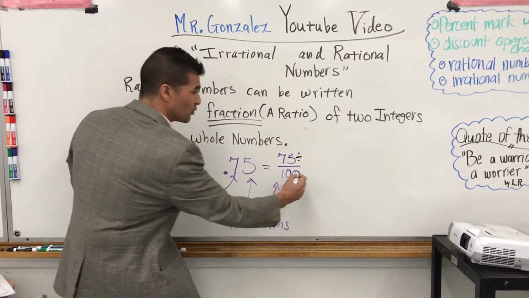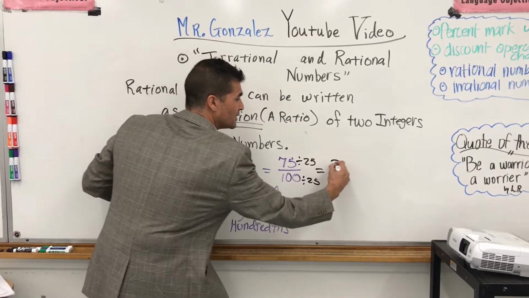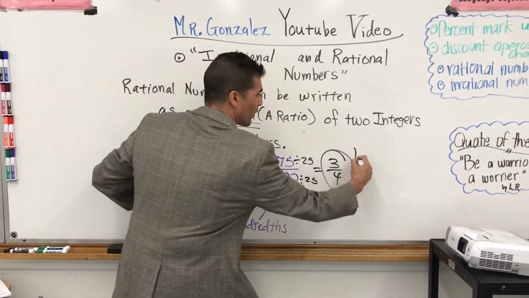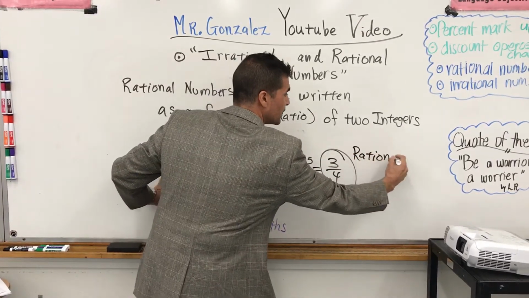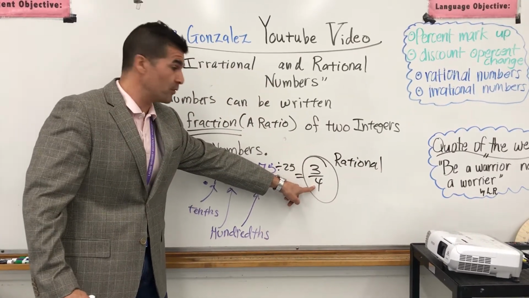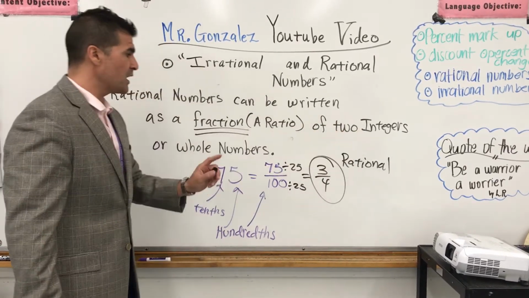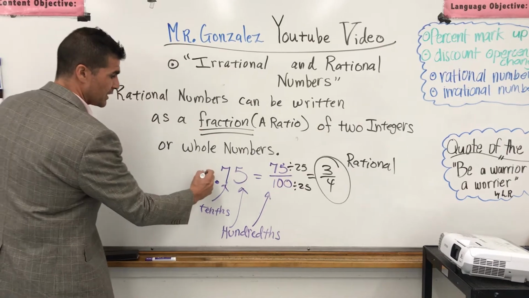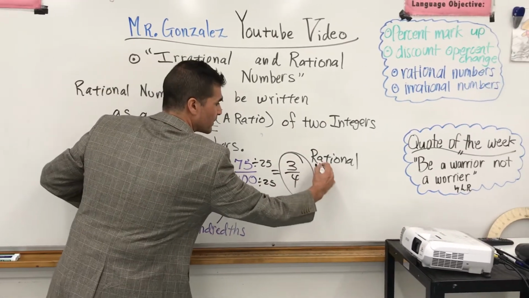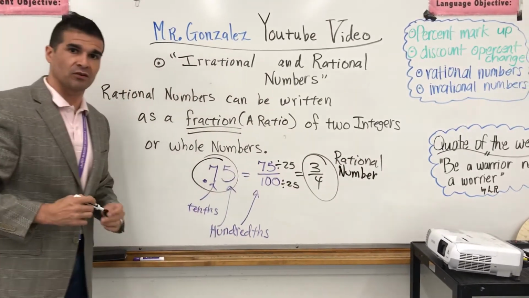Now, if you wanted to, you could reduce this and say, okay, the same fraction is 3/4. This is definitely a rational number because the number 3 is a whole number and the number 4 is a whole number. They're both whole numbers, they're both integers. That means that this is called a rational number. That means any number equal to this is also a rational number.